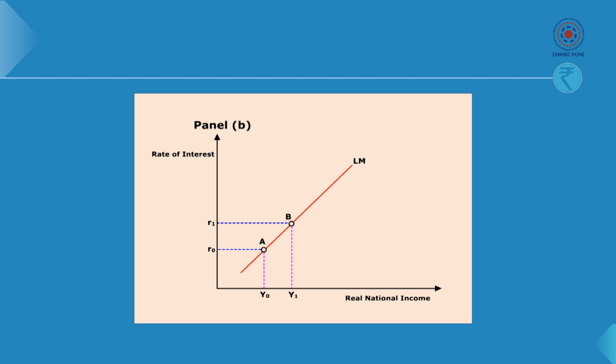The point related to this in panel B is the new equilibrium point B at rate of interest R1 and level of income Y1. If we connect or join the points A and B, then we get the LM curve. Hence, the LM curve is the mix of rate of interest and income level at which the money market clears. All different points on the LM curve indicate the equilibrium in the money market in the country.